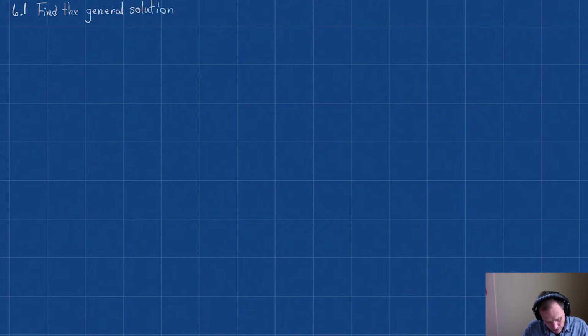Here we go. Let's go back to our white, it's nice and clear. This is 6.1 in our textbook by Gilbert Strang. Today we're going to find the general solution for eigenvalues.